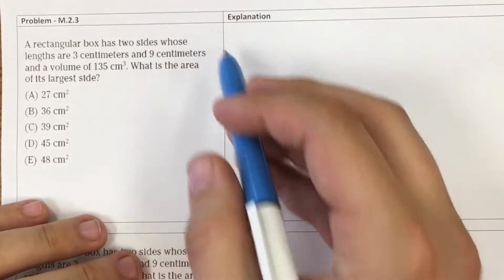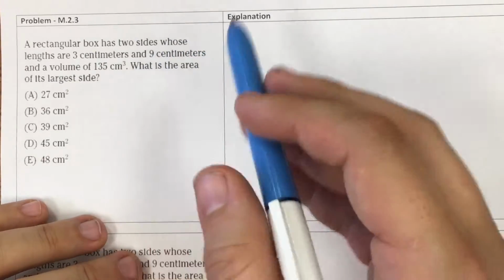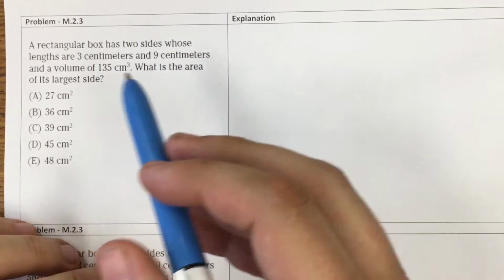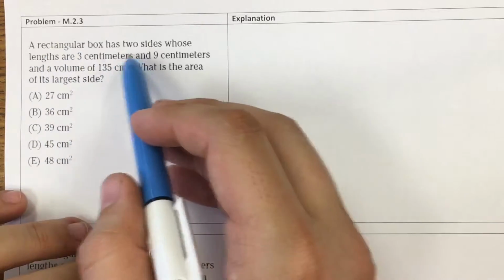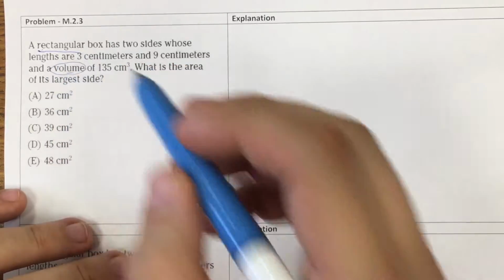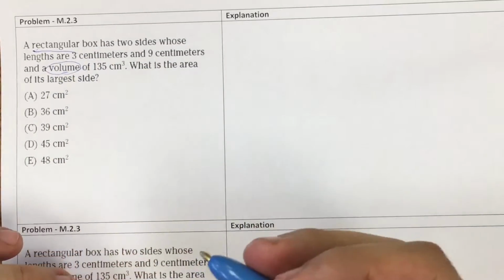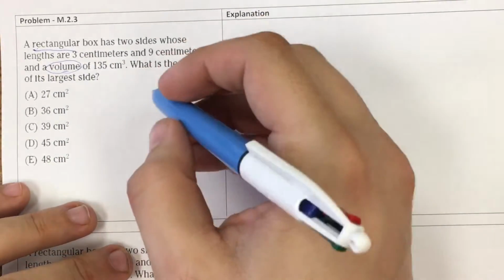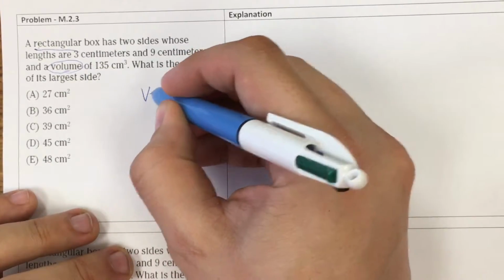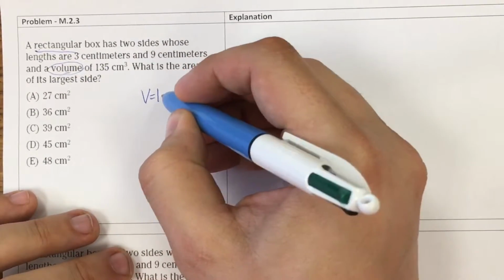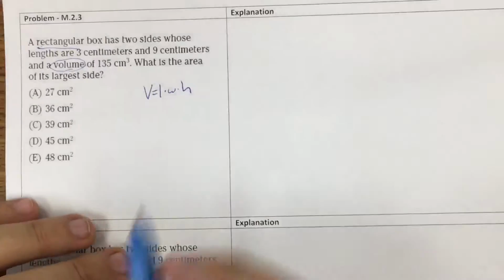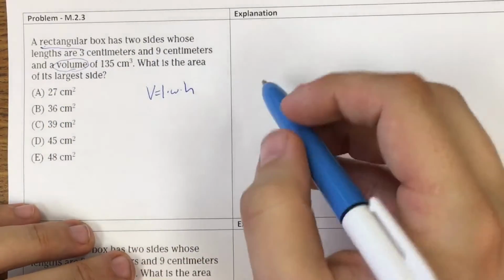M.2.3 is another problem where using the drawing strategy and using the formula strategy will help you solve the problem. And so I know that I'm going to be drawing here because I see a shape that's mentioned in the problem, and I also see this word volume, which I know you're going to have to calculate using a formula. And that formula for volume, just so I can get myself prepped ahead of time, is length times width times height. And so now I know I have a rectangular box.